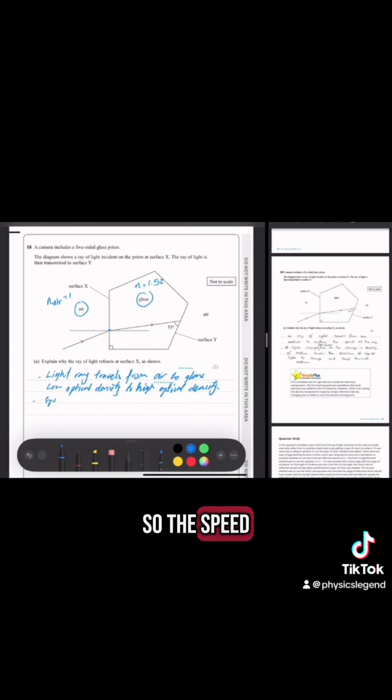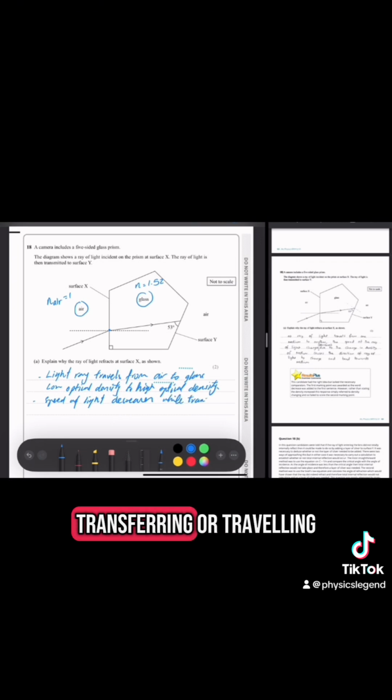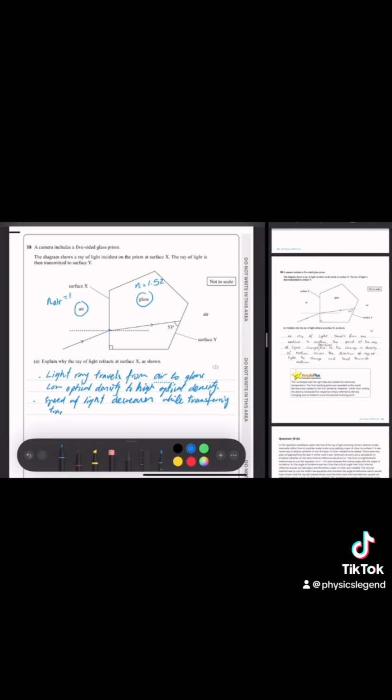So the speed of light decreases while traveling, for example, from air to glass.